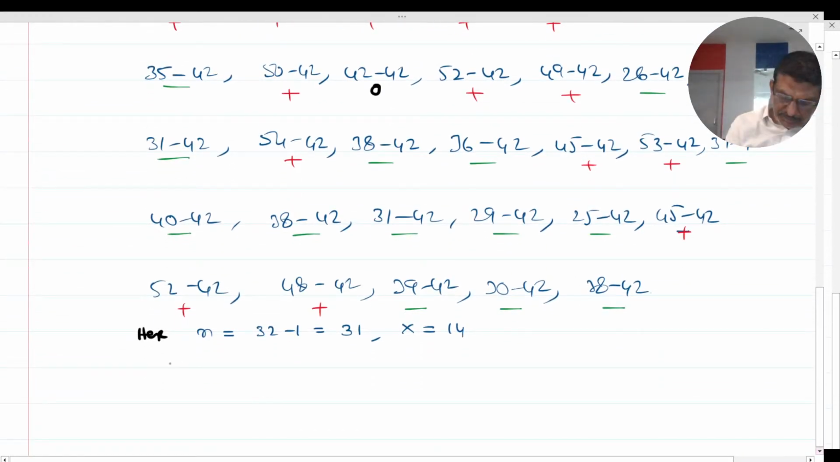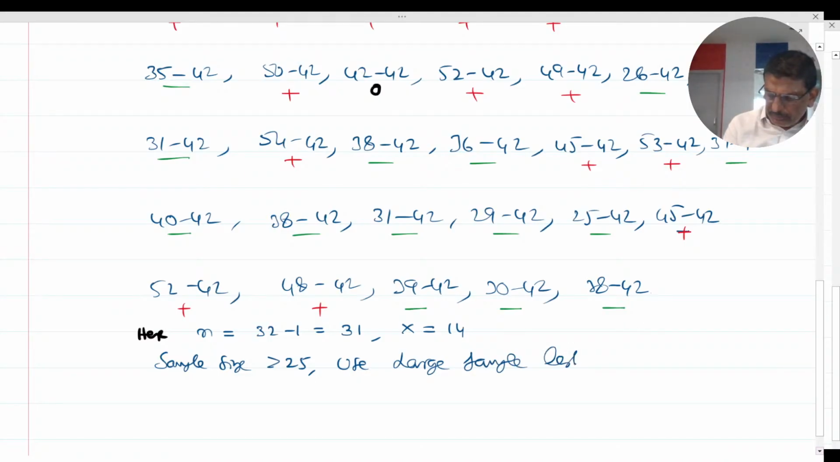Here n is the sample size. The sample size is more than 25, so use the large sample test.